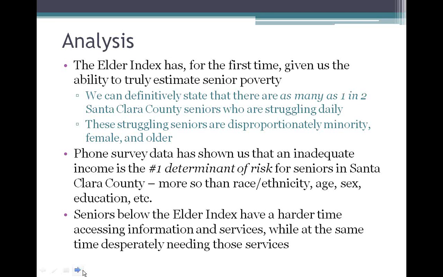So from that, we can kind of gauge which services and what causes are really affecting seniors who are falling below the Elder Index and above the Elder Index. So it's kind of the first way we've started to evaluate the effectiveness of our services.